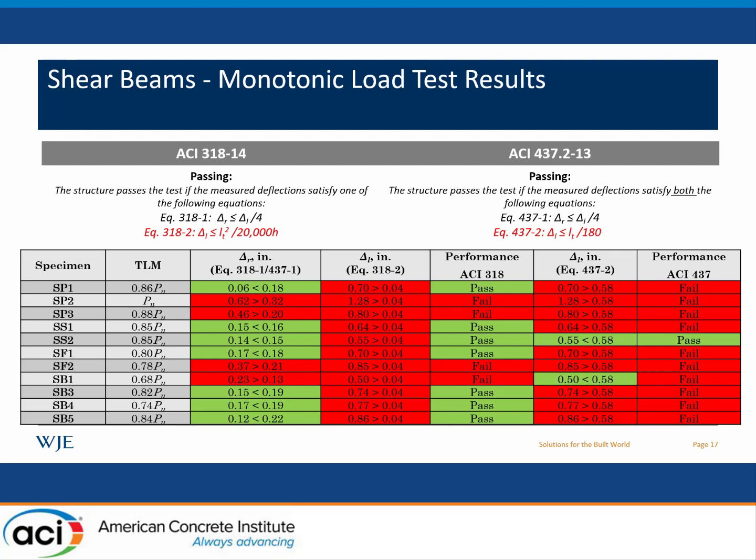Since ACI 318 now removed that maximum deflection and ACI 437.2 will also remove their maximum deflection criteria, both of these load tests will align. Whether the beams deserve to pass or not, that's a different story. I'm not going to go into this, but we're now just trying to unify the codes.